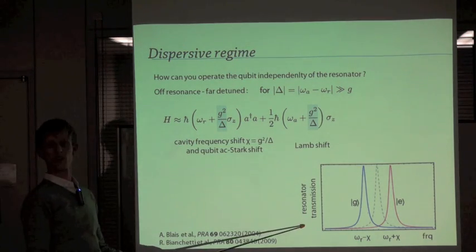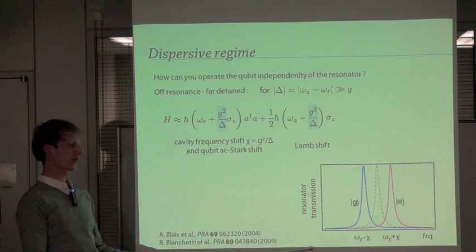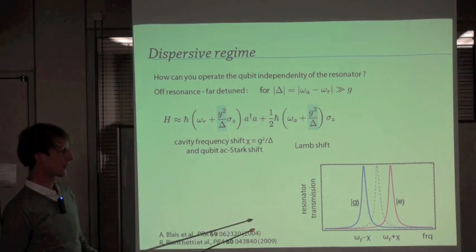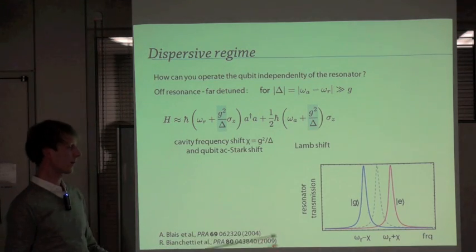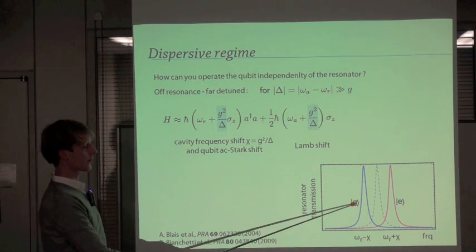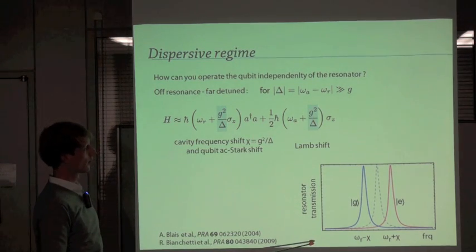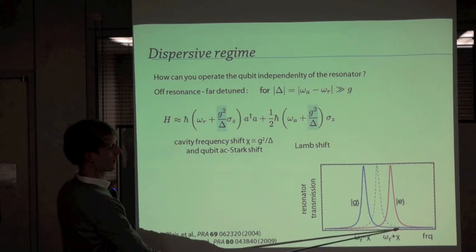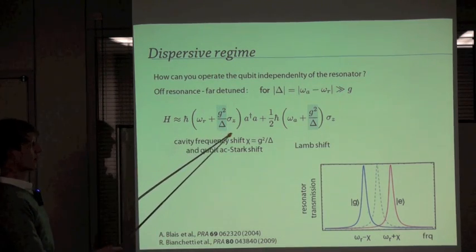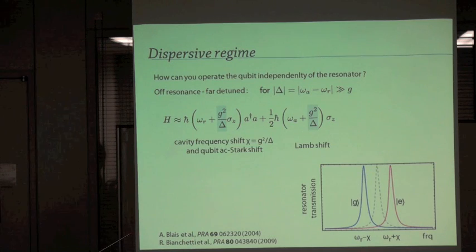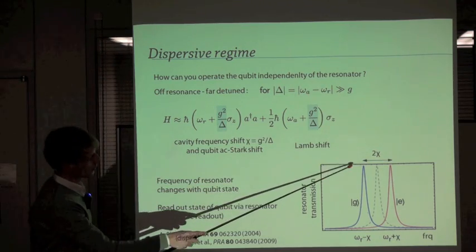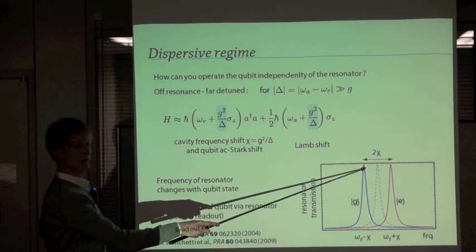Now, if we look at resonator transmission again, as a function of the photon frequency we send through the resonator, we will see that the frequency of the resonator will change depending on the state of the qubit. If it's in the ground state, we see one peak here. But if the qubit is in the excited state, the peak is shifted to this frequency because of this term here.